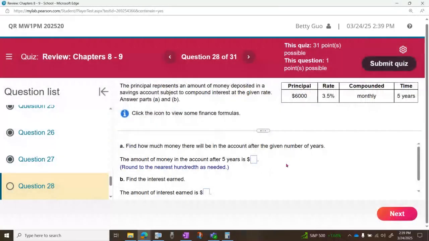This one is, let's see. We should be able to finish. Yeah, we're on the track.